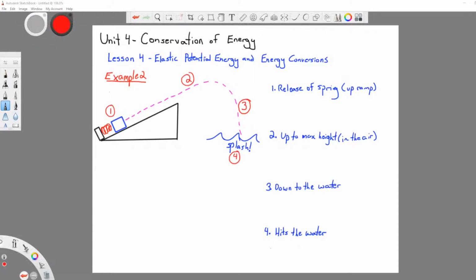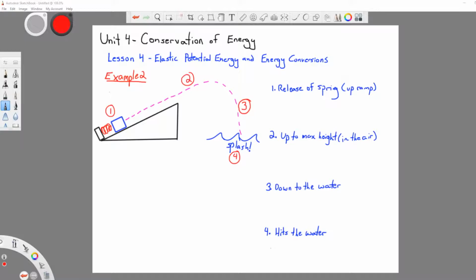Okay, welcome to Unit 4 on Conservation of Energy. This is Lesson 4, Elastic Potential Energy and Energy Conversions, and this is the second example problem. This example problem doesn't really include very much math. This is more of a concept-based lesson, and we're just going to be talking through what energy transformations take place at different time periods in an object being launched up a ramp and then into some water.